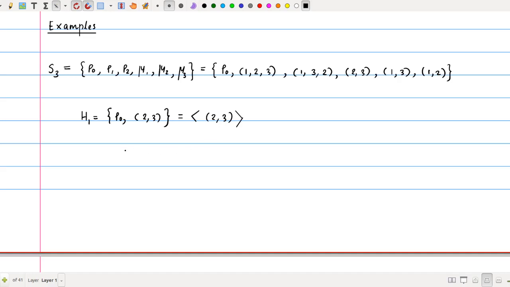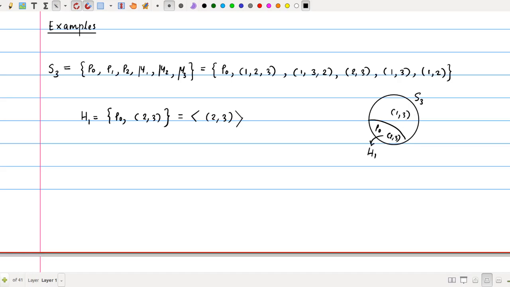Now you consider the cosets of this H1 in S3. You can write different cosets using the elements of S3 itself. This is S3, and this is our H1, consisting of rho 0 and (2, 3). There are many other elements in S3. If you choose an element, say (1, 3), it is not in this subgroup. In fact, this is H1, and (1, 3) is not an element of H1.